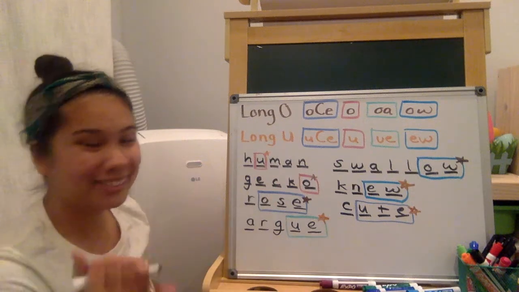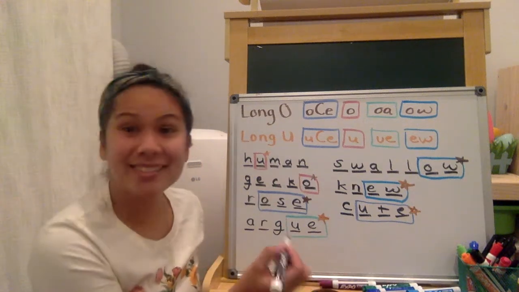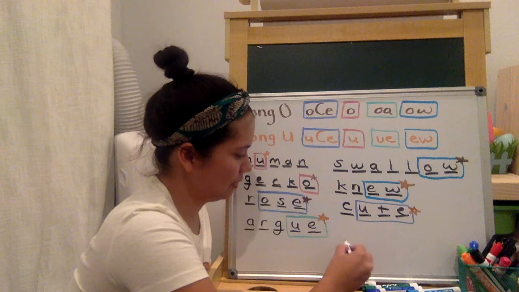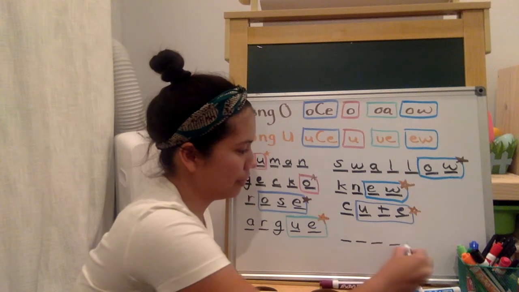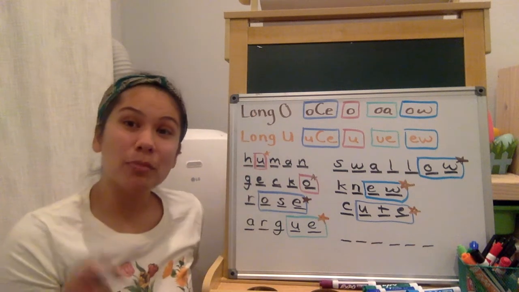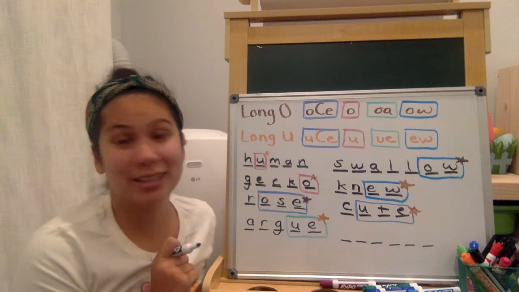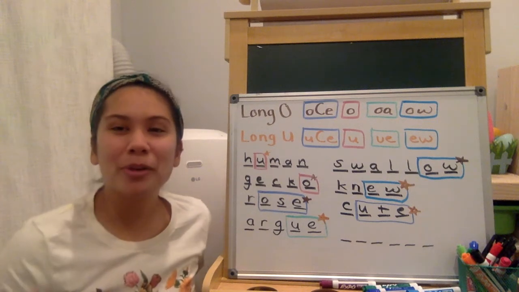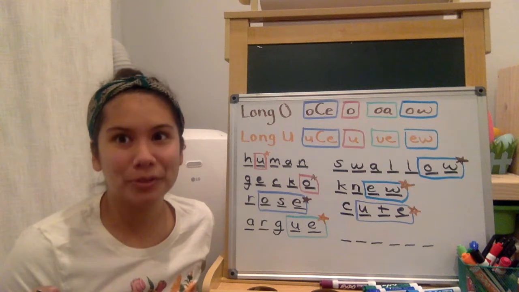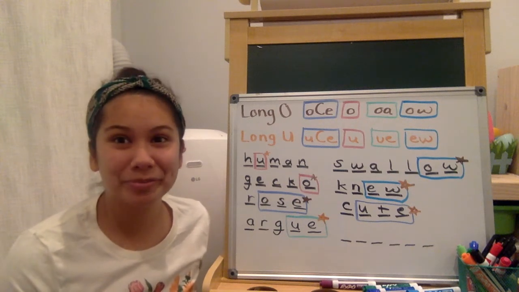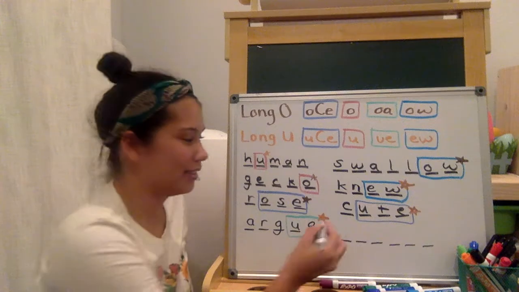Okay, one more. This one has 6 dashes. 1, 2, 3, 4, 5, 6. This is something that you do a lot. It's also something I'm doing a lot during distance learning. The word we're going to write is upload. Pause if you need time to think.